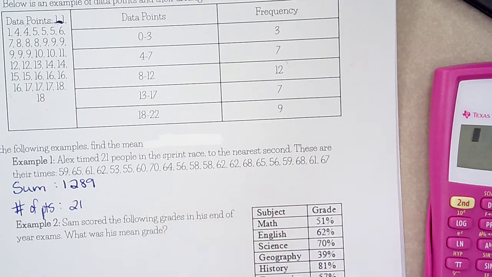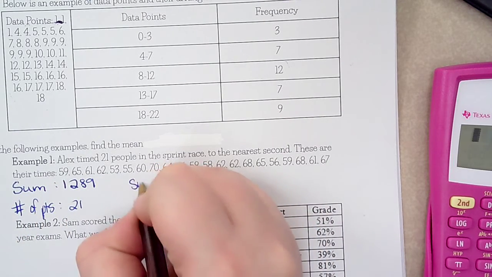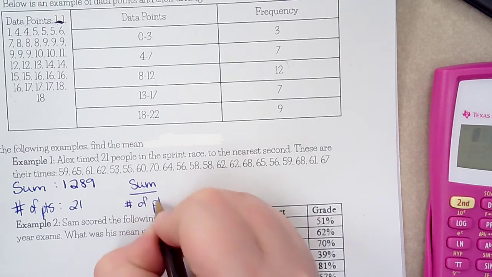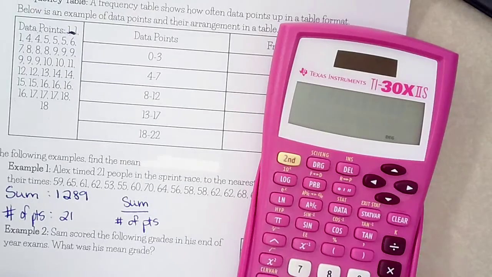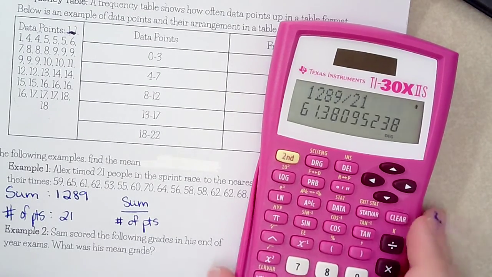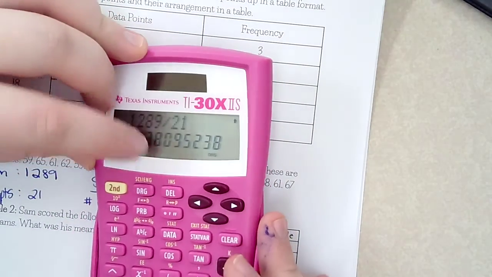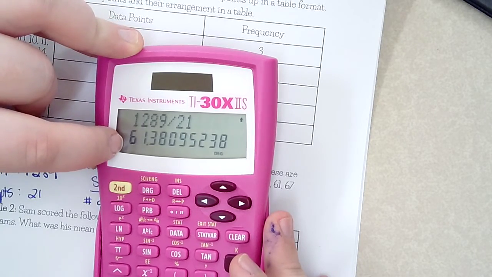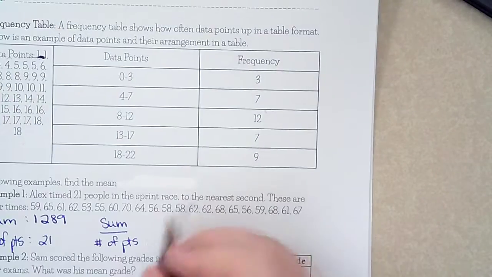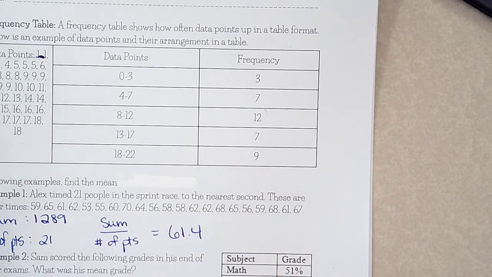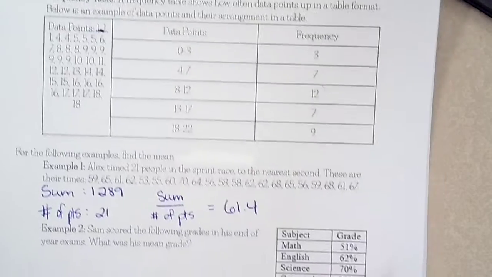So as I said before, it's just the sum divided by the number of points. And overall, it's going to be 1289 divided by 21. Now, averages rarely come out nicely, especially if we're dividing by an odd number there. So in this case, my average is going to be about 61.4. And I want you to round to 1 decimal each time. When it comes to averages, 1 decimal is fine.